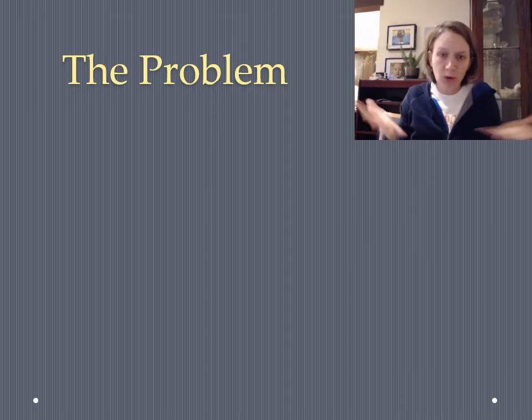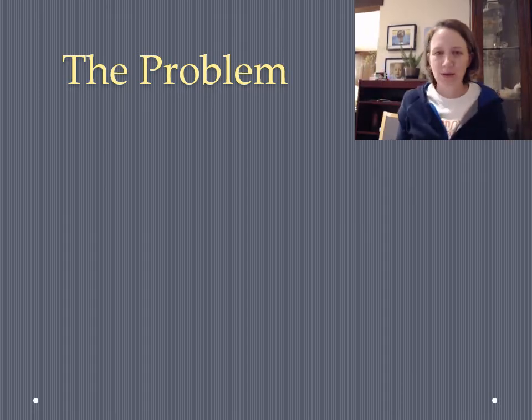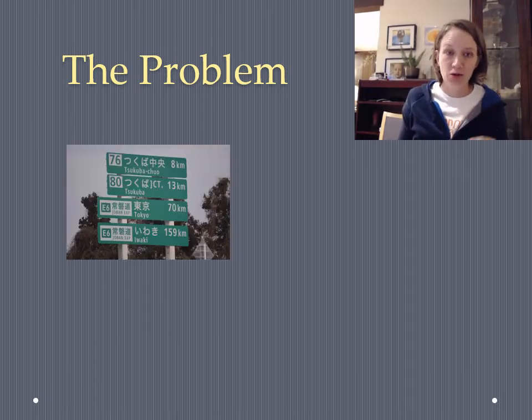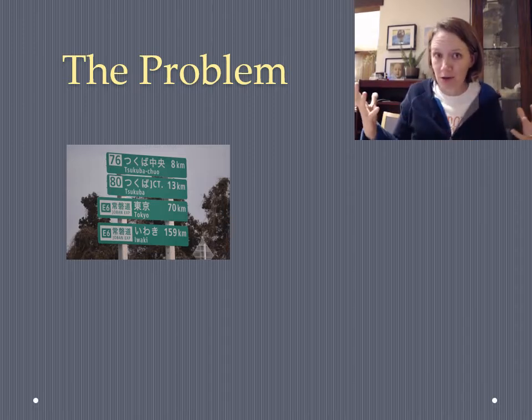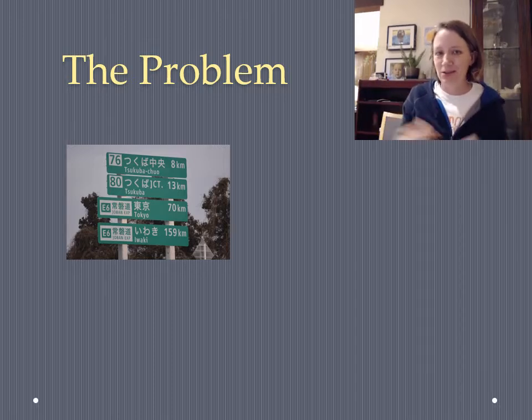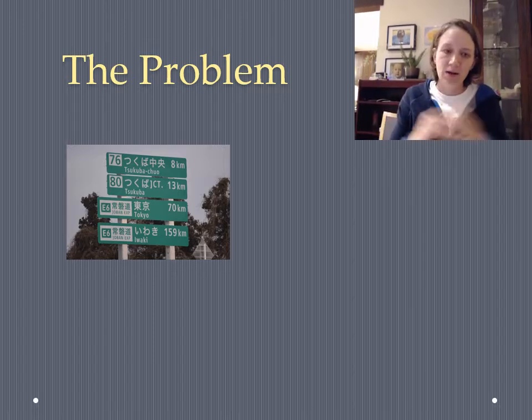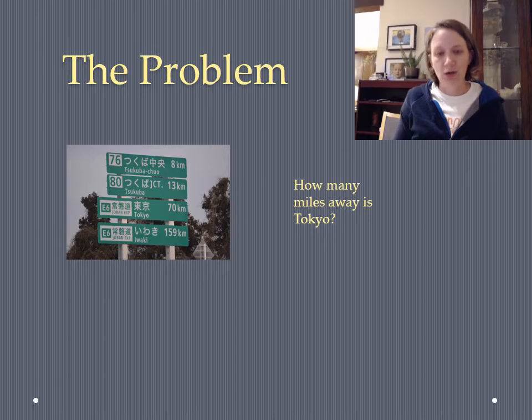So let's start with a real world problem. Let's just say the world is open to travel again sometime in 2021 and we happen to be in Japan somewhere. We've got a plane to catch in Tokyo. We look at the sign which says 70 kilometers to Tokyo, but I don't know how big a kilometer is because I'm American and I use miles in my everyday life. So I've got to figure out how many miles away Tokyo is so that I can figure out how long it's going to take me to get to the airport.